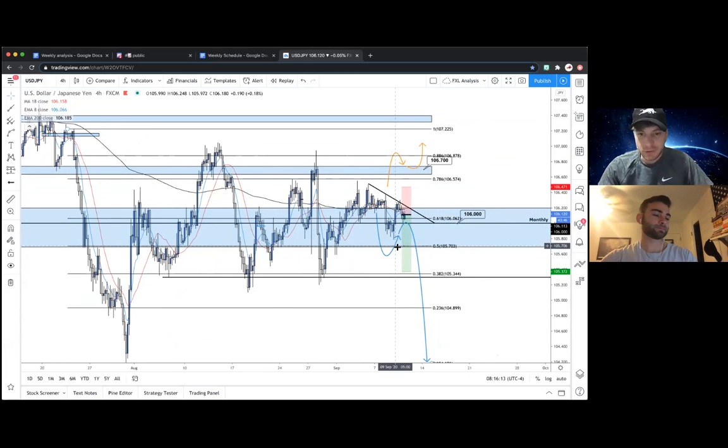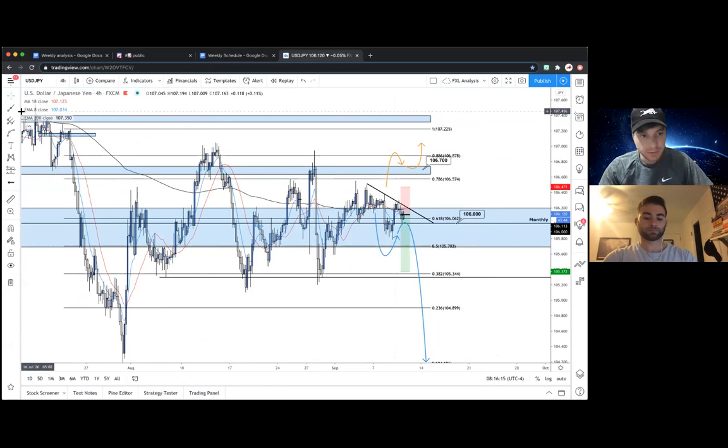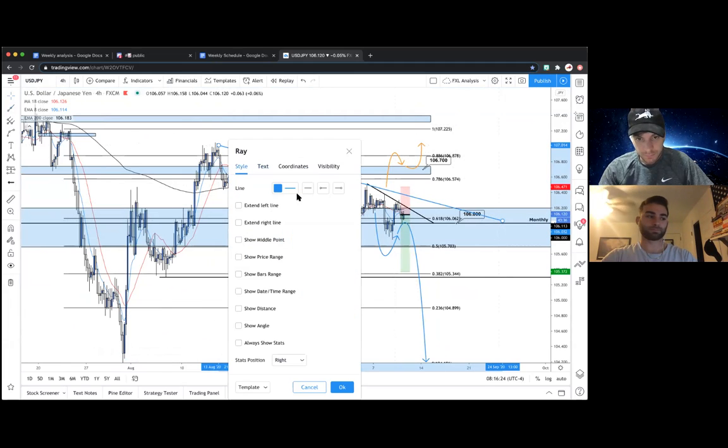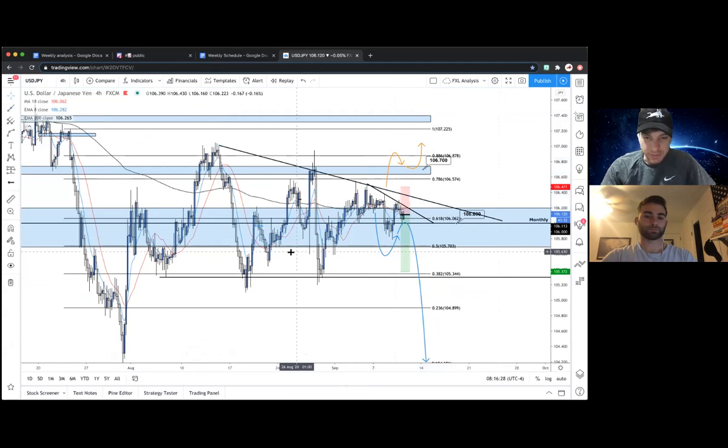Okay, so lots of chop. We're getting some lower highs here. Let me draw this trend line in. We're getting some lower highs, right? We're getting a lot of bouncing coming out of this, near our 38.2, right around 105.35.